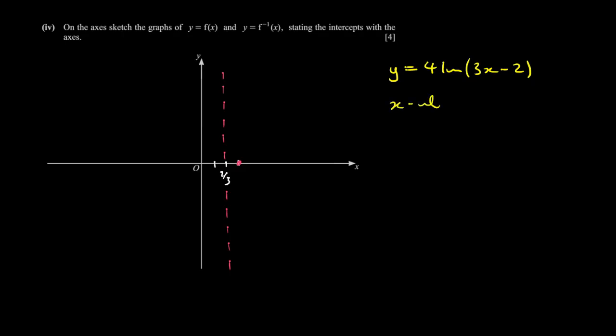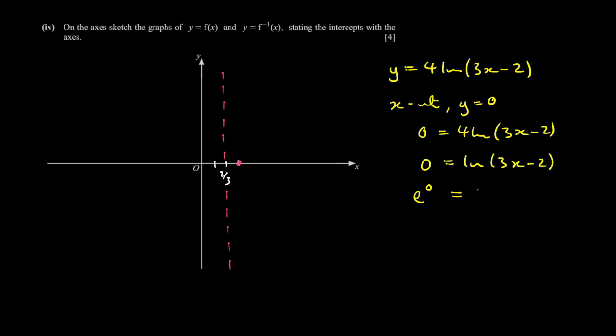So an x-intercept is when y is equal to 0. So 0 is equal to 4 ln(3x minus 2). So 0 is equal to ln(3x minus 2). Then converting to exponential form, e to the 0 is equal to 3x minus 2. And e to the 0, of course, is 1, isn't it? Because anything to the power of 0 is 1. So we end up with the result that I said, which is that the argument 3x minus 2 is equal to 1. And so therefore, x is equal to 1. Okay, so that's going to be our x-intercept.